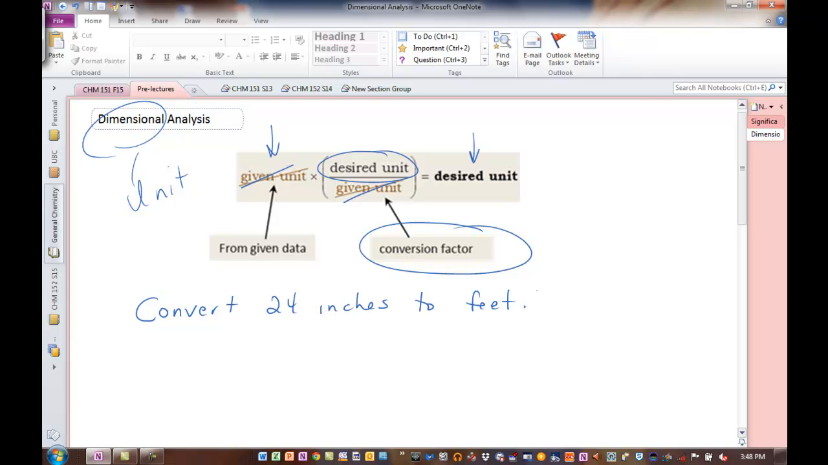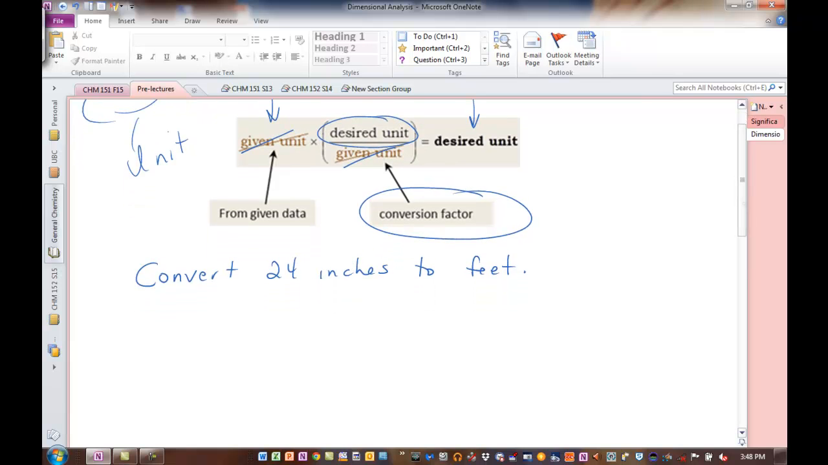Okay? And again, you're going, I can do that. Well, let's look at the process of how to set this up. So, we want to start with our given unit is inches. Our desired unit is feet. So we need to get inches to cancel out, and we need to end up with feet. So we have to come up with a conversion factor. And where we're going to start is we're going to start with an equality. And that equality, you probably know, that there are 12 inches in 1 foot. Okay? So there's our equality.